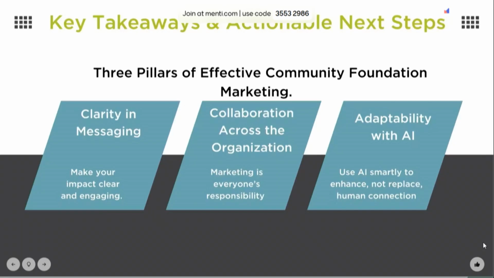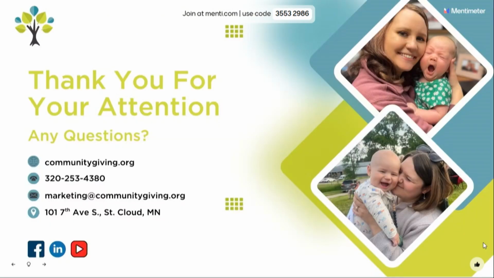All right. Then we'll just go back to, these are the 3 pillars that we were hoping to discuss today. Clarity in messaging, collaboration across the organization, and adaptability with AI. So far, does anyone have any questions on those 3 pillars? Or anything that they want to share? All right, well, we can continue to have questions, but thank you for your attention and joining us.